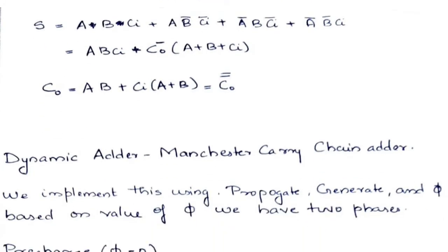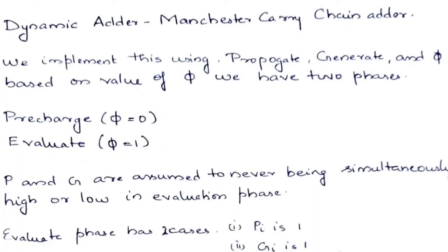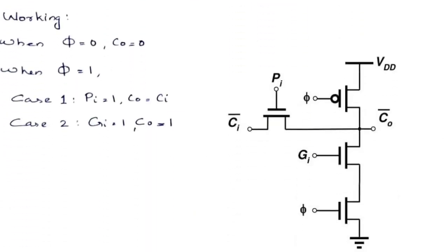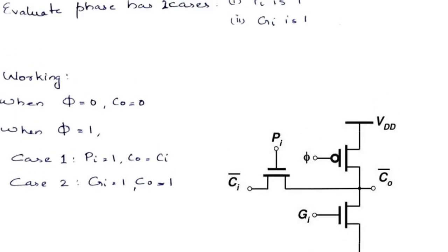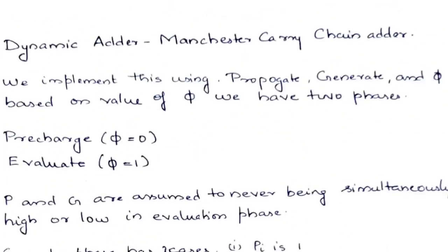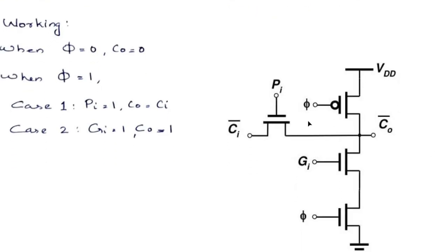One alternate option is the dynamic adder, or the Manchester carry chain adder. It is implemented using what we learned earlier, the propagate and the generate functions. Basically, it has two modes, the pre-charge mode and the evaluate mode. We have the diagram right here. In pre-charge mode, this phi value is equal to 0, so C0 will become equal to VDD. That is, the PMOS, when phi is equal to 0, gets turned on and the output becomes equal to VDD.